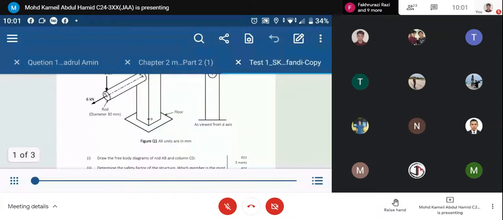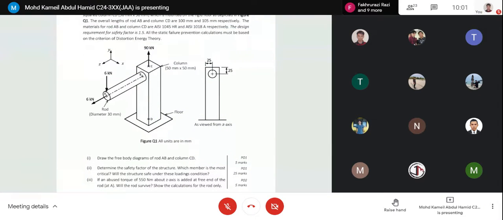Okay, this is using static. After this, masuk fatigue. Fatigue is the repetition of the loading. They keep repeating, giving the stress. Okay, and then tengok what is the endurance limit.